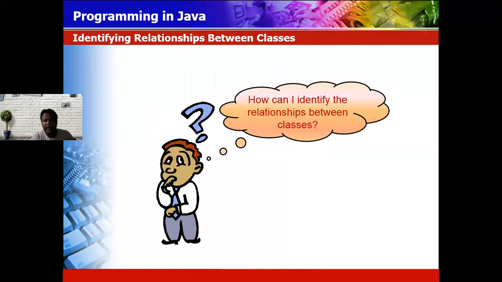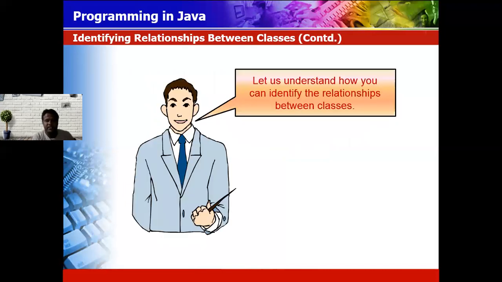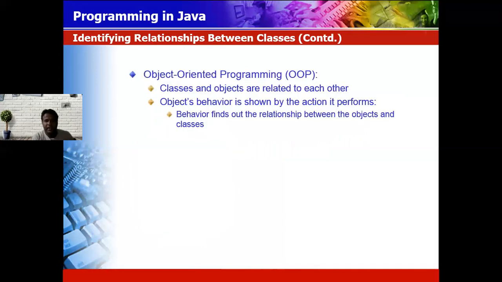Then how can I identify the relationship between the classes? So let us understand how you can identify the relationship between the classes. In object orientation concept, class and object are related to each other. So we know that a combination of similar types of objects which share the common structure and functionality is called a class. Like if you take an example, a bike. The bike is a class where your Pulsar belongs to it, Passion belongs to it, Glamour bike belongs to it.